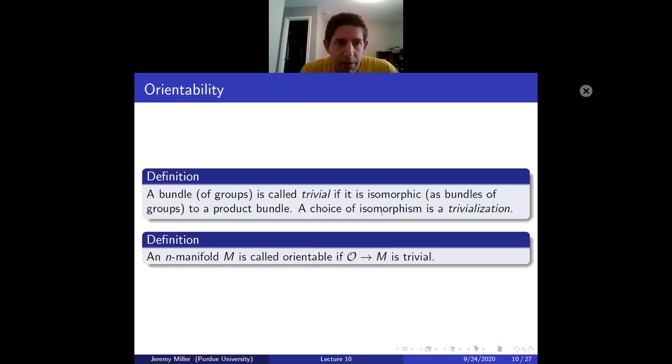And so a bundle or a bundle of groups is called trivial if it's isomorphic to a product bundle. If it's a bundle of groups, it's called trivial as a bundle of groups if the isomorphism is an isomorphism of bundles of groups. And the jargon is a choice of isomorphisms is called a trivialization. So you might have a bundle that's trivial, but there might be non-equivalent trivializations. Being trivial means there exists a trivialization. And so a manifold is called orientable if this orientation bundle is trivial.